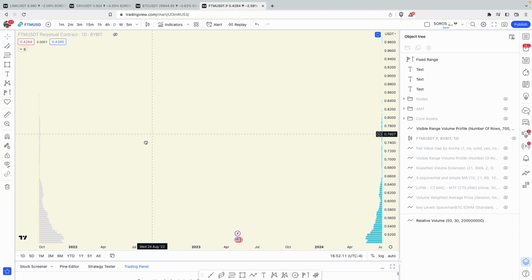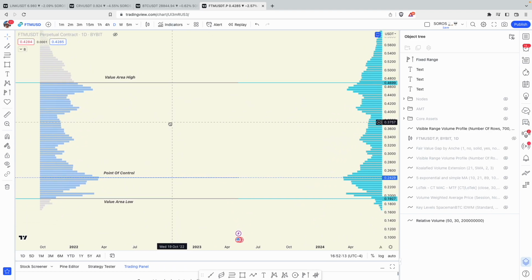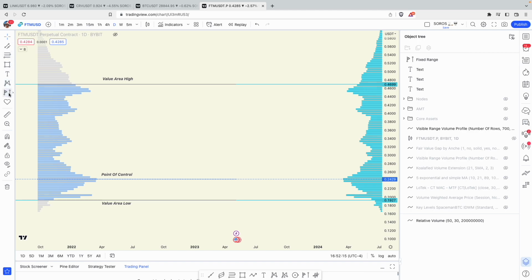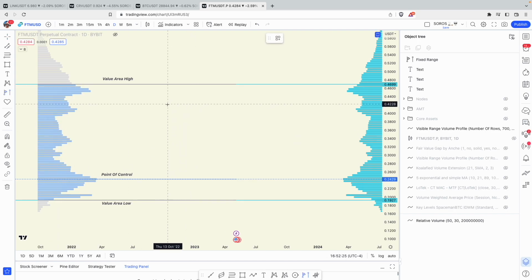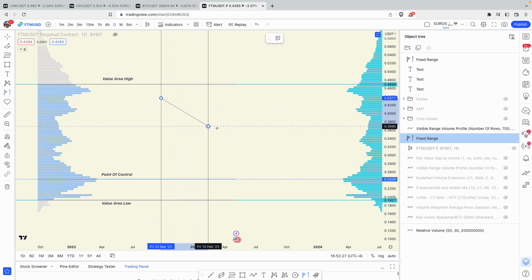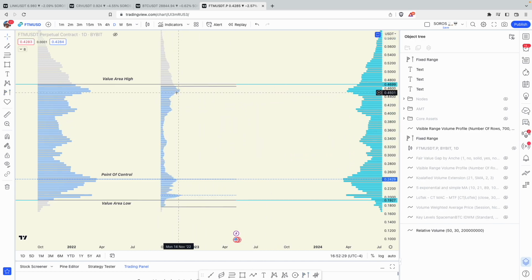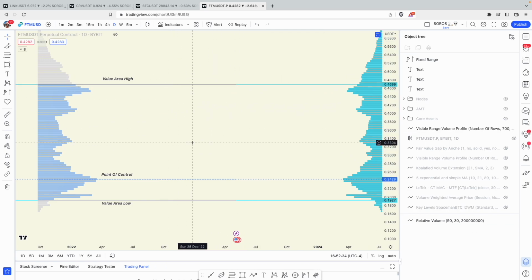Whereas if you use a fixed range, let's say here, you go into the 5th or 6th tab, the same one you would use for longs and shorts, you're going to go to fixed range volume profile. And then you're going to essentially pin it between a range. So you're looking for a range high and a range low within the price action. And the idea is you want to get equal highs, equal lows pinned within the range when you're trying to assess what that range value area would be.